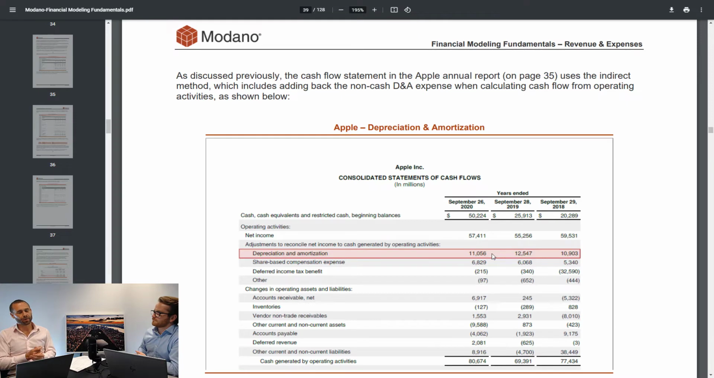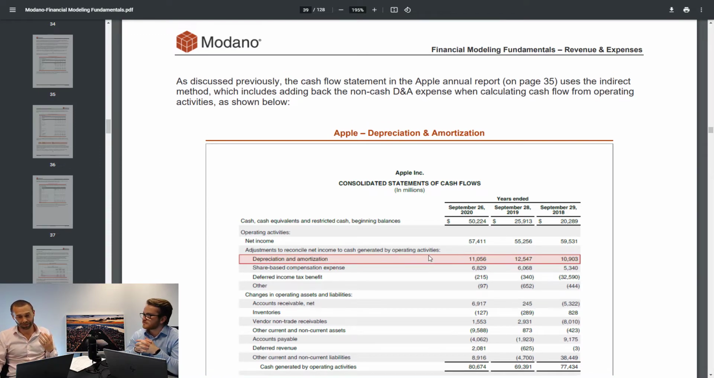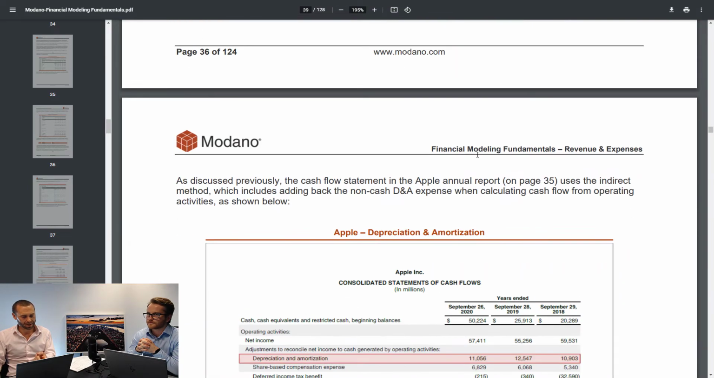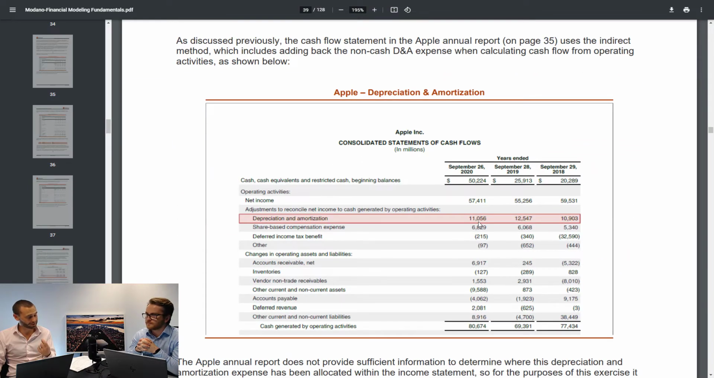So what we're doing for the purpose of this exercise, and this is your job as a business analyst, or as somebody analysing business, it might be your own business, but you'd have that information. But when you're analysing business, you need to make calls like this. So we're going to assume that depreciation and amortization is being completely included within the cost of goods sold on Apple's income statement. So we're going to assume last year, for example, that of that 169,559, the depreciation and amortization of 11,056 was in there.